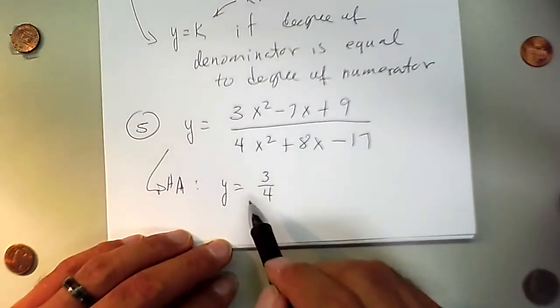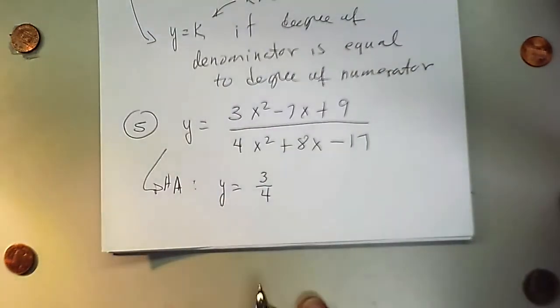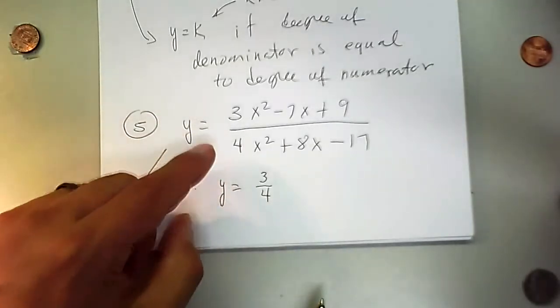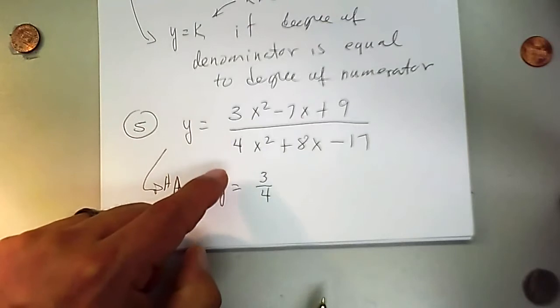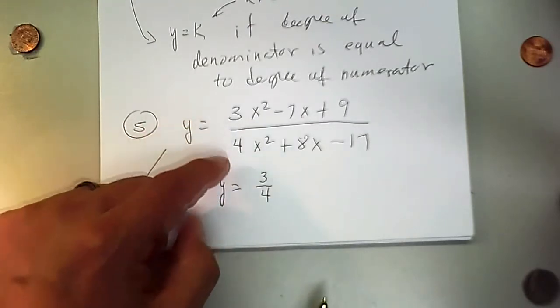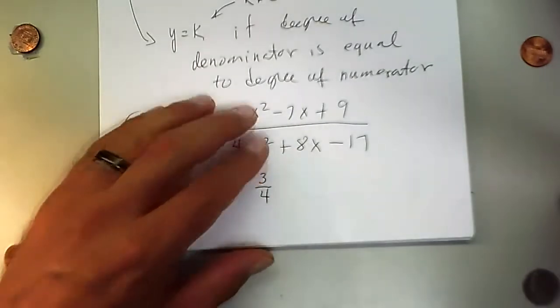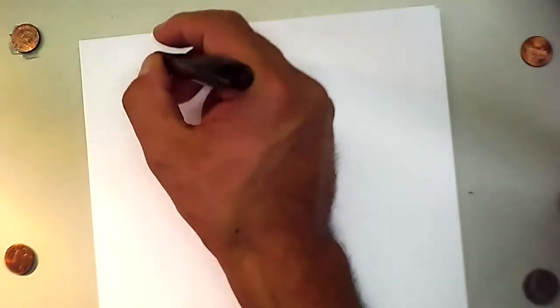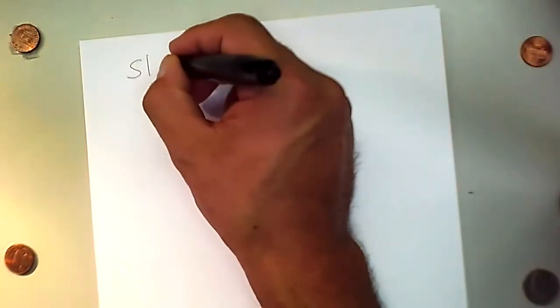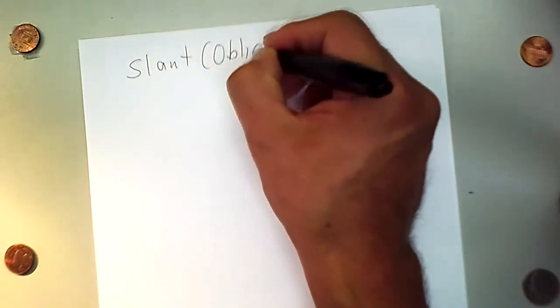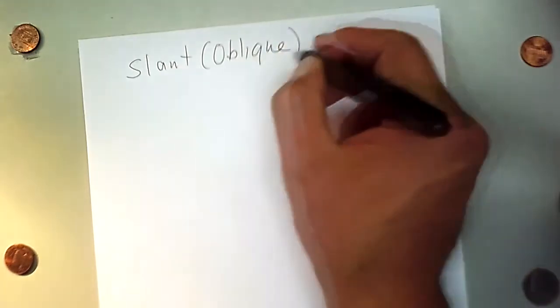We're going to do some examples about that, but I just want to emphasize how the horizontal asymptote is found. If we have the same degree, then divide the coefficients. And again, we're going to do examples like that. And then we have slant asymptotes or oblique asymptotes.